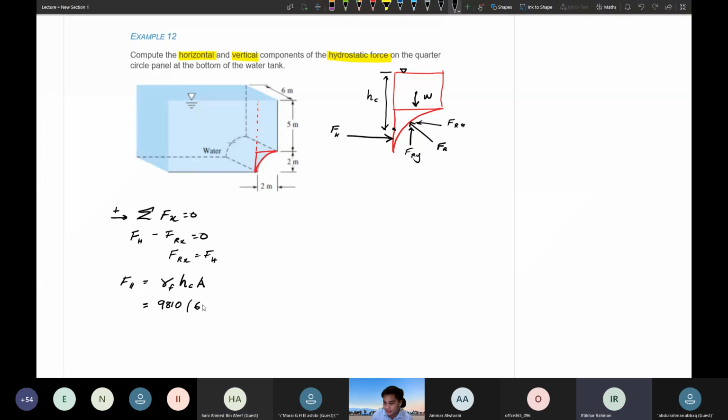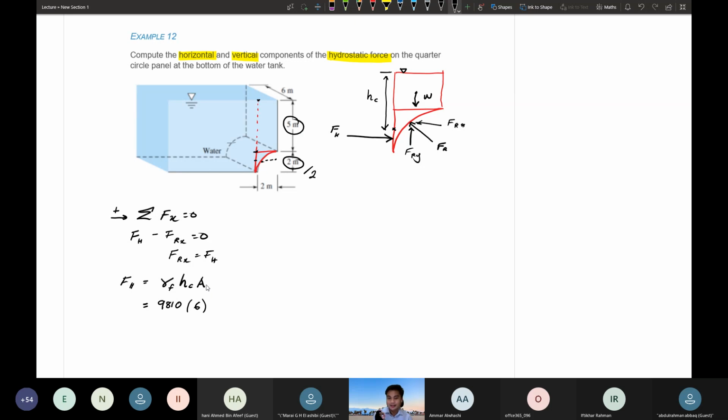Do you know why 6 meters, everyone? Because this is the centroid. From here to here is 5 meters, and from here to here is half of 2 meters. So 2 meters divided by 2 is 1, plus 5, which is 6 meters. Everyone understand?